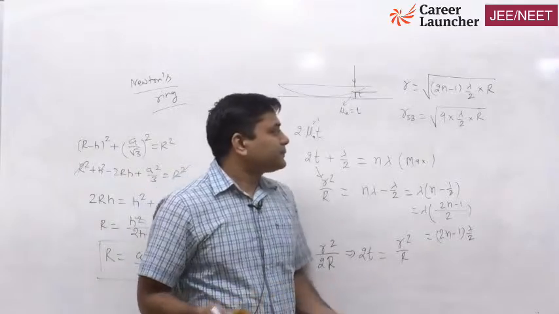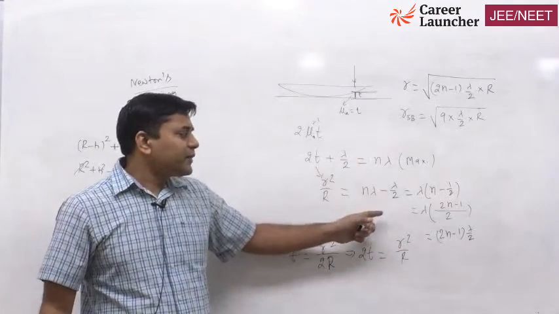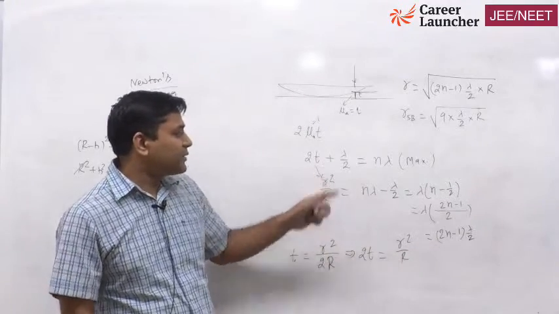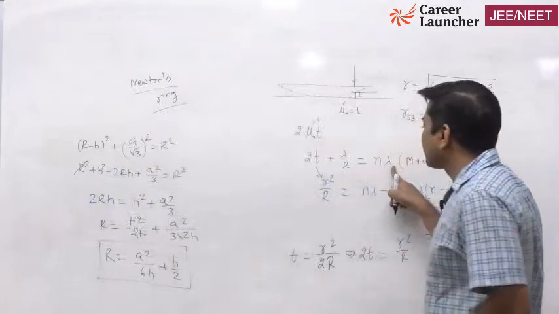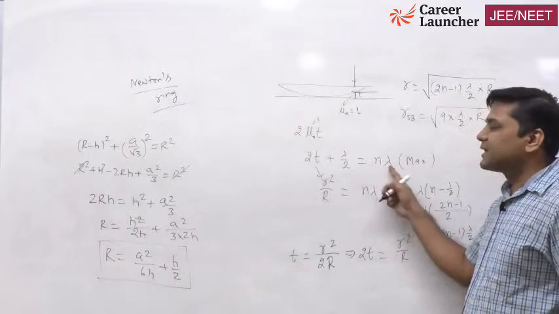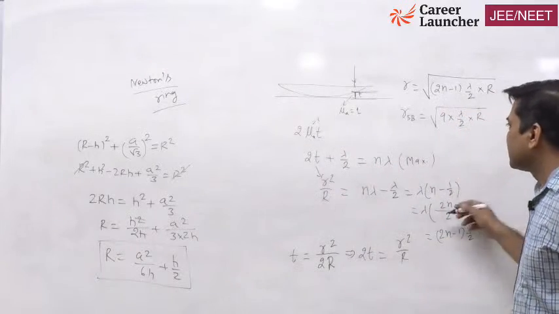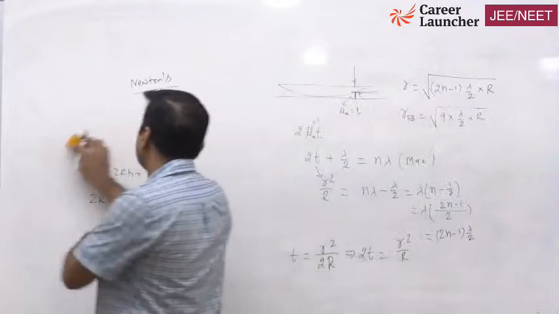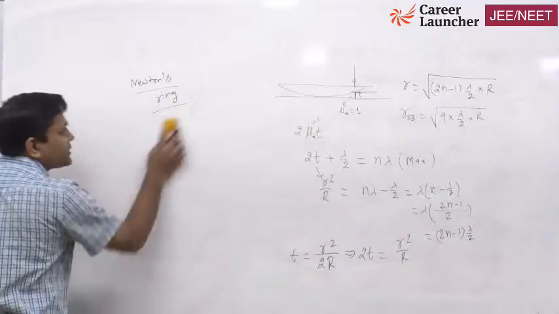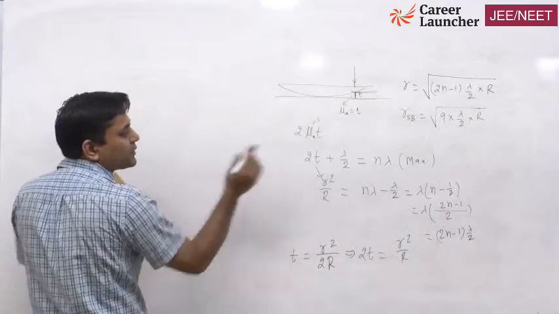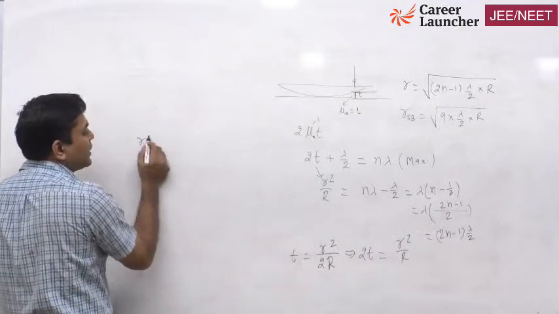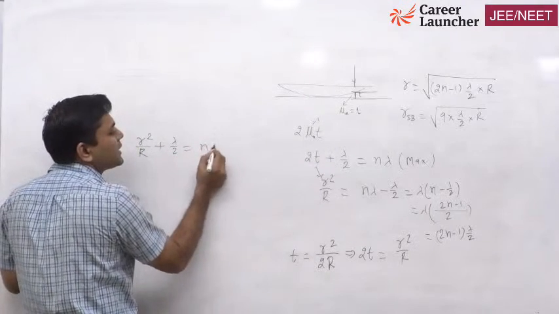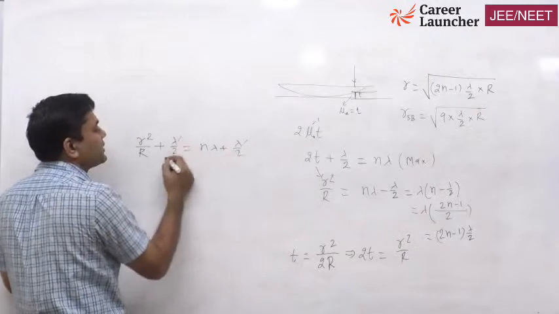And for dark fringes it is quite simple. Here, simply r square by R equals n lambda. Because this is n lambda plus lambda by 2, they cancel out. 2T is n lambda, and keep the value over here. So if it has been asked what is the radius of dark fringes, you can use this technique: 2T plus lambda by 2 is n lambda plus lambda by 2. This is cancelled out.